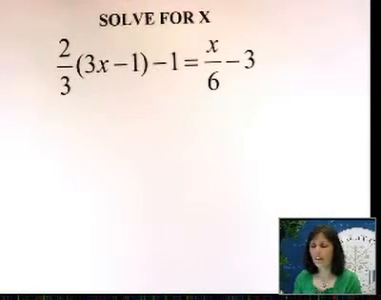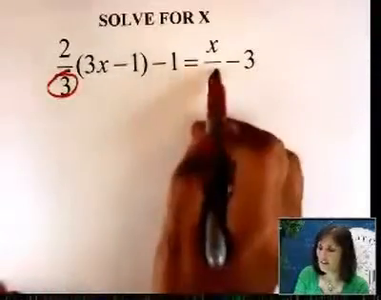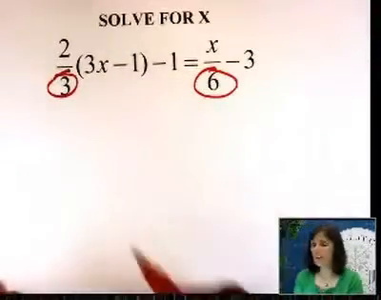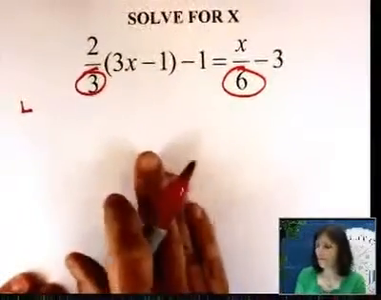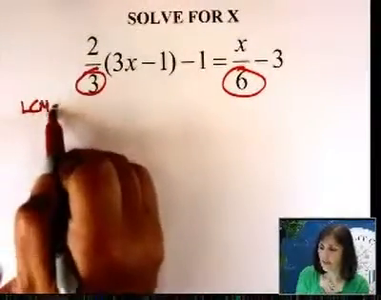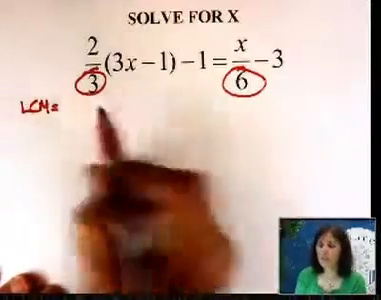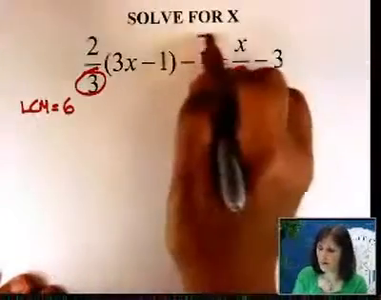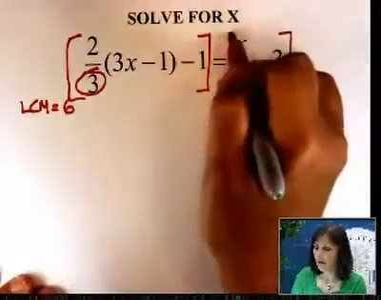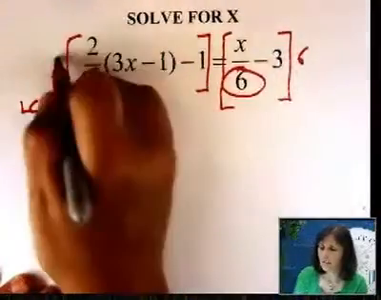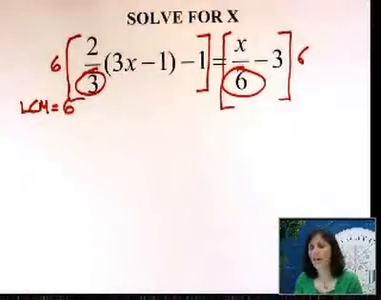Now, let's do it the same way. You have a 3 and a 6 in the denominators. What is the lowest common multiple? That is simply 6 because 3 goes into 6. Put your brackets around. That's not the only way. And multiply both sides by 6. Just get rid of those fractions.